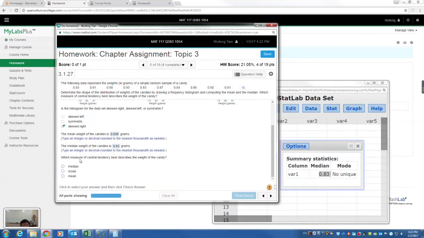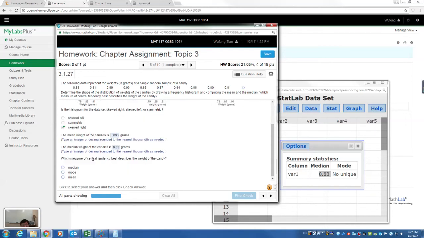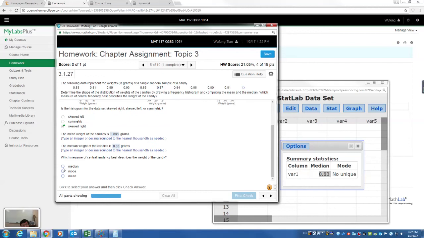Okay, which measure of the center tendency best describes the weight of the candy? The median, or it's not going to be the mode. It's going to be either the median or mean value. I think the center position is the median.